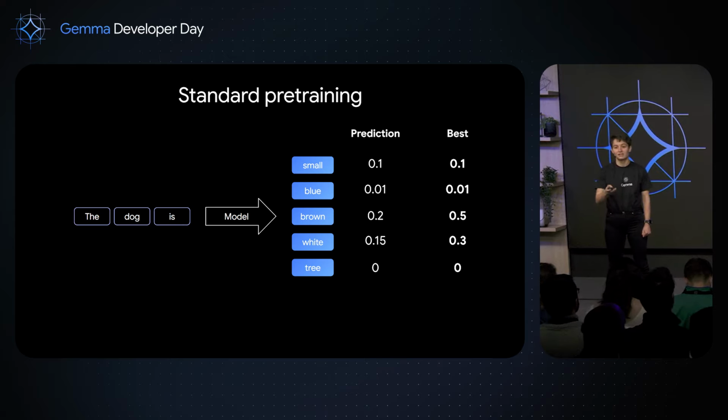So, in this case, we don't want brown to be at 1 and all the other ones to be at 0. Brown should actually be at 0.5. Small should be at 0.1. So, it's already 0.1, so we are not interested. Blue, maybe there are some blue dye, 1% is fine, and so on and so on.